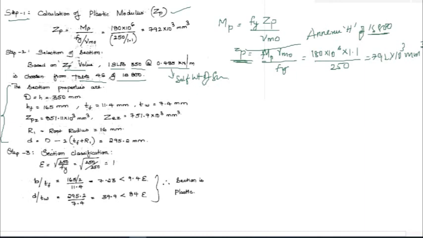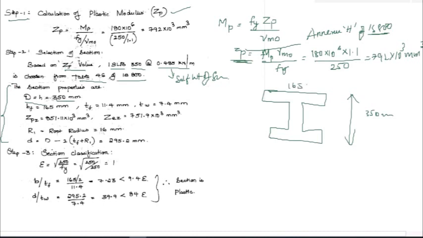So this is an I section. The overall depth is 350 and the top flange width is 165 and the flange thickness is 7.4 and web thickness is 7.4, and we know that this section is having 151.11 into 10 to the power of 3 mm cube.